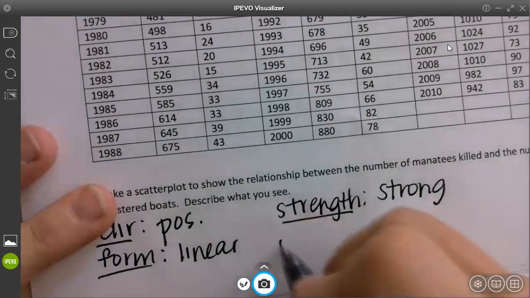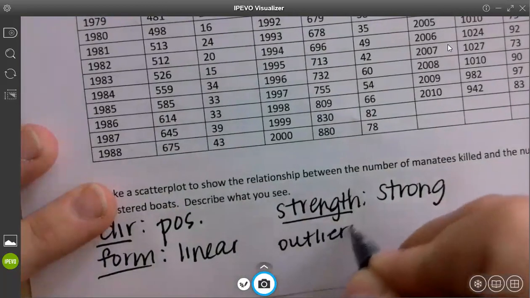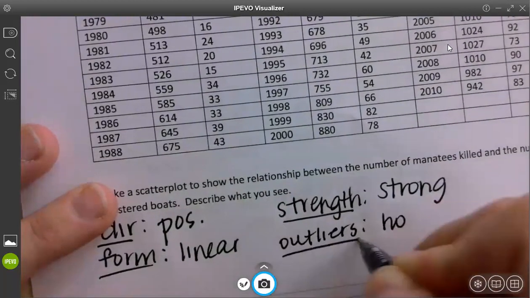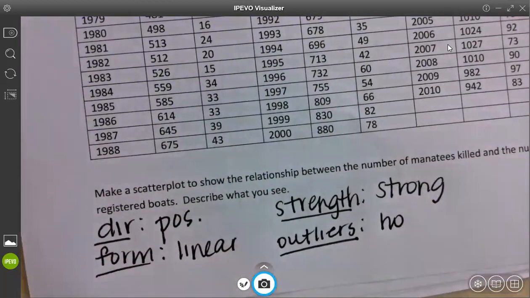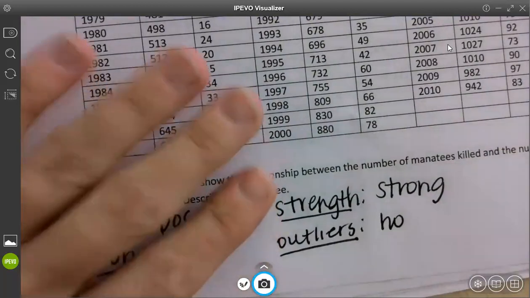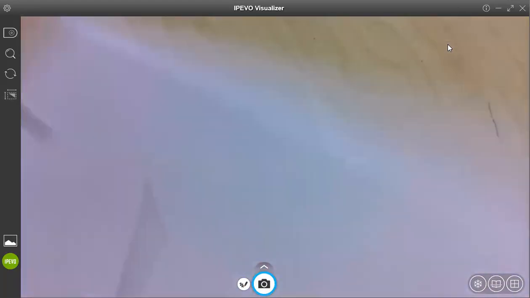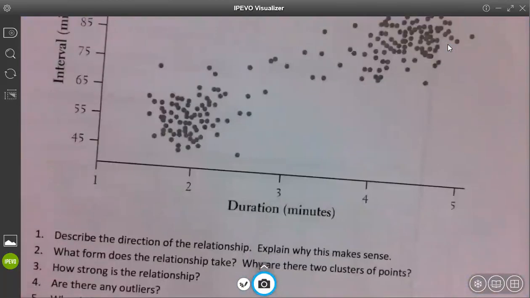And then did you happen to see any outliers? I didn't either. So again, just getting you to describe scatterplots. All right. Two more pages. Actually, one more page. This is the last page.